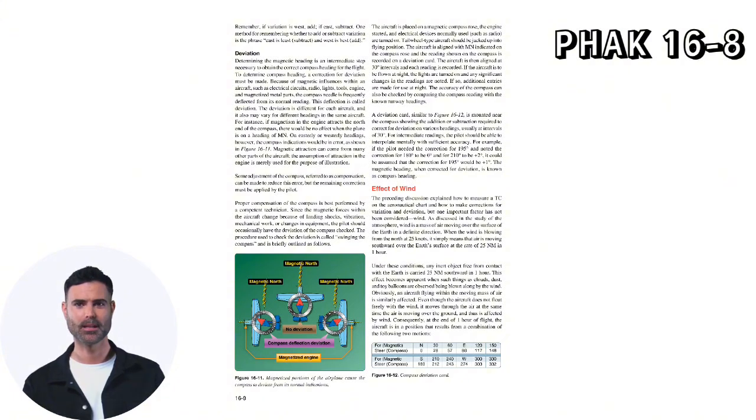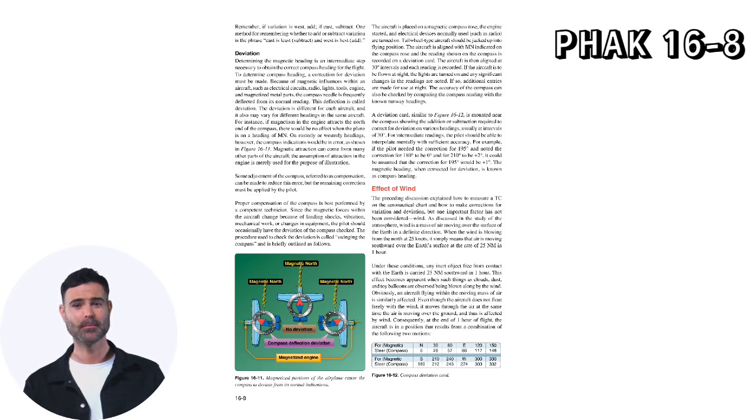For example, if the pilot needed the correction for 195 degrees and noted the correction for 180 degrees to be 0 degrees and for 210 degrees to be plus 2 degrees, it could be assumed that the correction for 195 degrees would be plus 1 degree. The magnetic heading, when corrected for deviation, is known as compass heading.